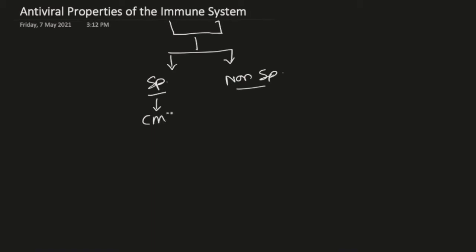Now, as all of you know, our immune system comprises two parts, that is the specific immune system and the non-specific immune system. The specific immune system is also called the cell-mediated immunity, and the non-specific immune system is also called the humoral immunity. The cell-mediated system is governed by T cells, whereas the humoral immunity is governed by the B cells.